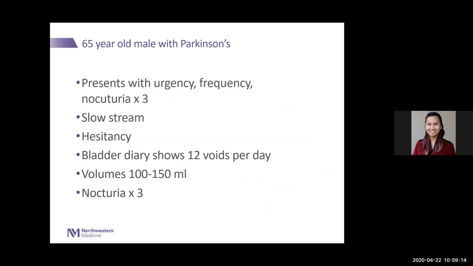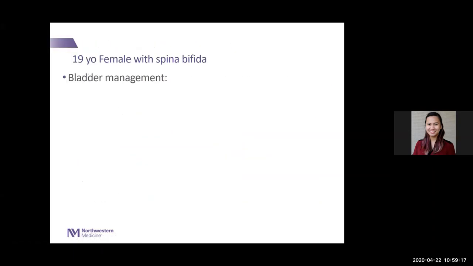So I think we'll stop there. I'll leave these on the slides. You can take a look at these other cases.